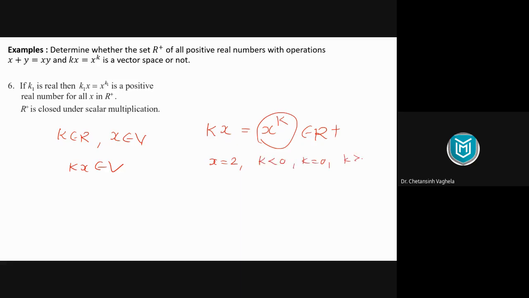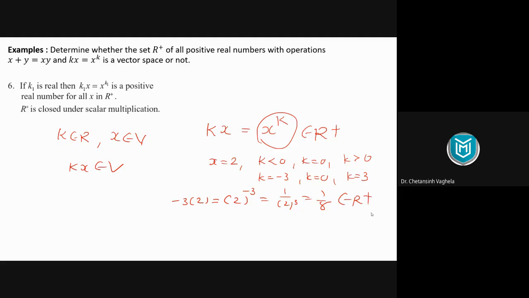For example, if k is negative, let me take k equal to -3, k equal to 0, and k equal to +3. Let's try to understand all 3 cases. Now if I take -3 times 2, then because of the operation, it will be 2 power -3. Now what is 2 power -3? It is 1 upon 2 power plus 3. So it is 1 upon 8. So obviously 1 upon 8 is positive as well as a real number. So this belongs to R plus.